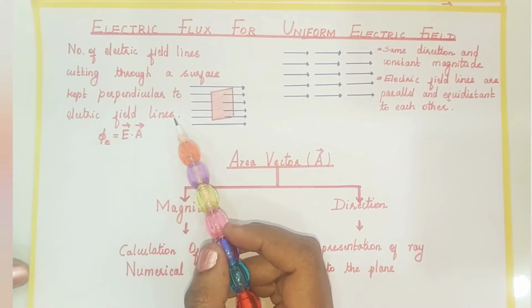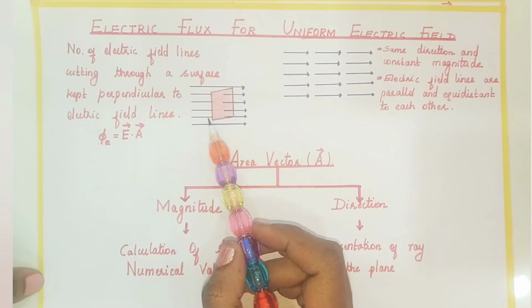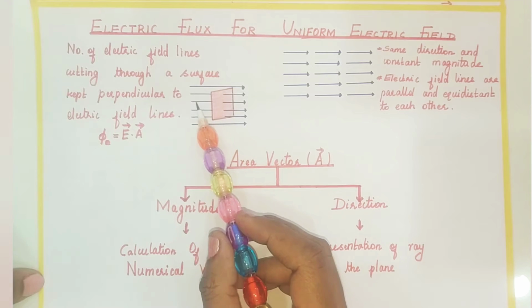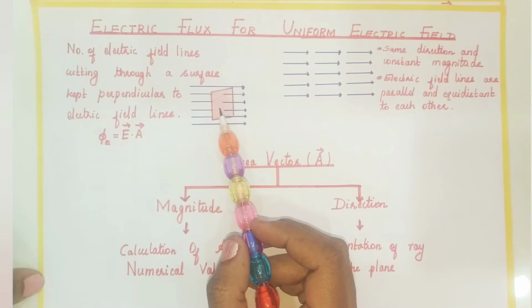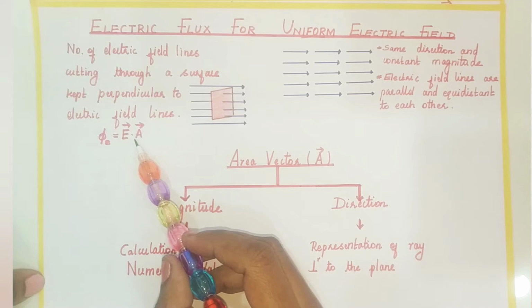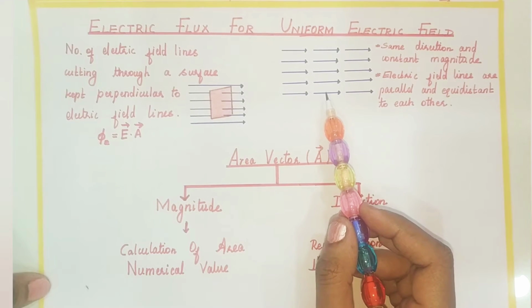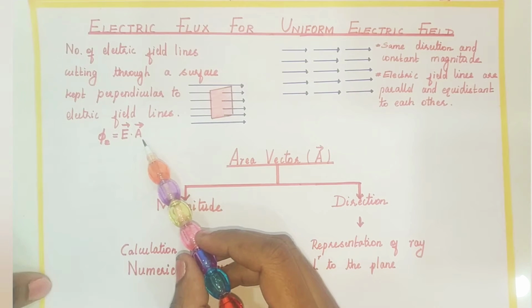And for electric flux, we keep an area element in a uniform electric field and some field lines will be crossing that area element, and that quantity of field lines passing through the area element gives the electric flux. That is, the electric flux depends upon the intensity of the electric field and the area vector. And for electric field, we know that it has both magnitude and direction. And what about the area vector? We must have a clear idea about the magnitude and direction of area vector.